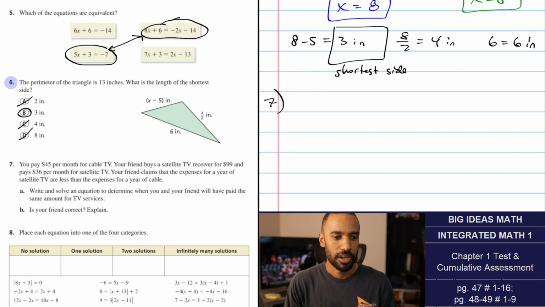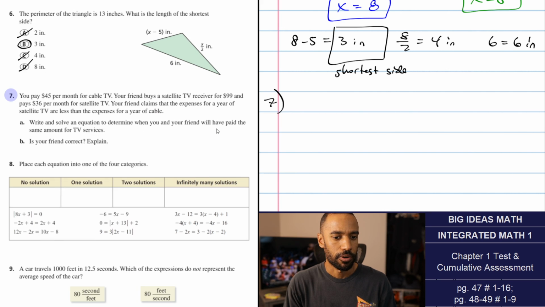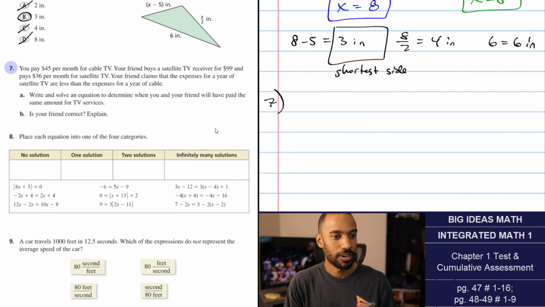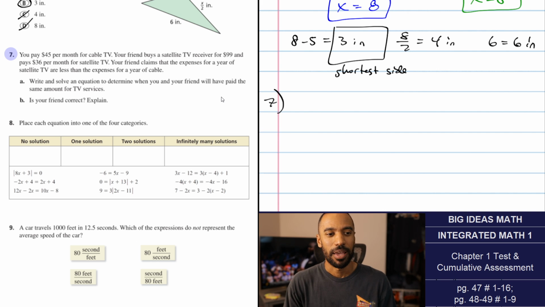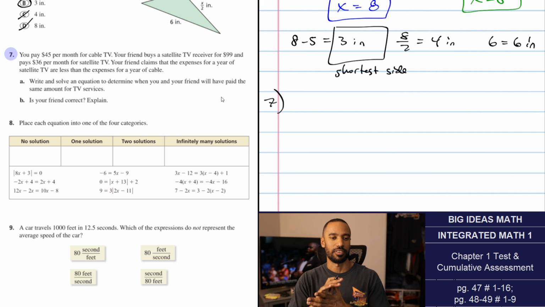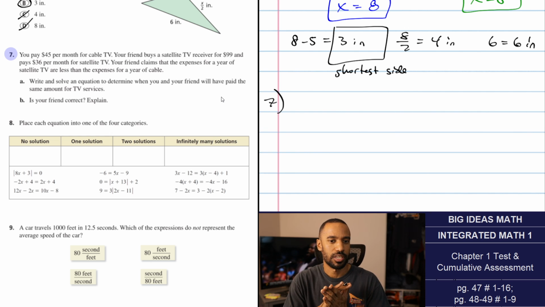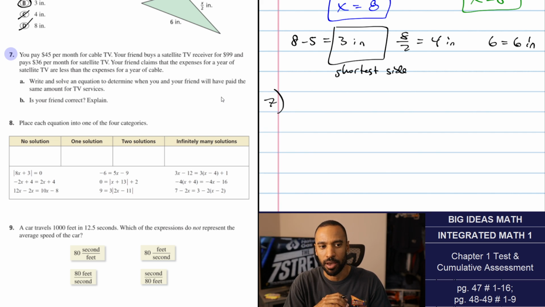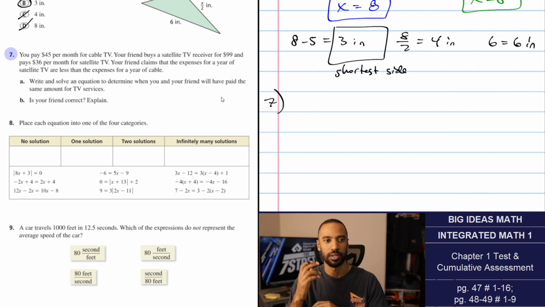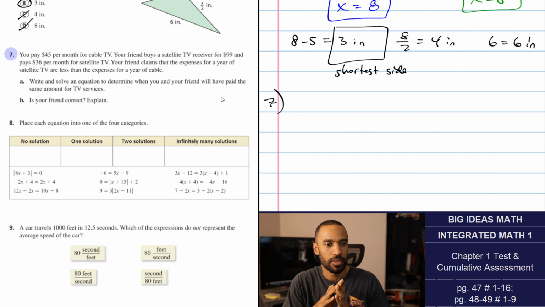You pay $45 per month for cable TV. Your friend buys a satellite TV receiver for $99. I like that they're not talking about streaming. Good. And pays $36 per month for satellite TV. Your friend claims that the expenses for a year of satellite TV are less than the expenses for a year of cable. Write and solve an equation to determine when you and your friend will have paid the same amount for TV expenses. Is your friend correct? Explain.